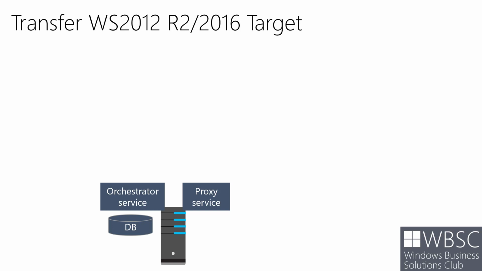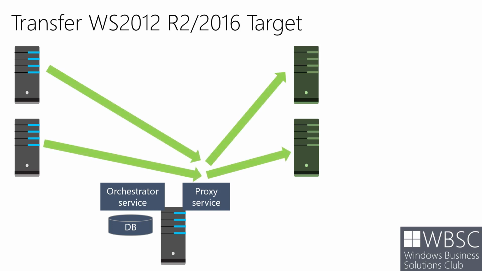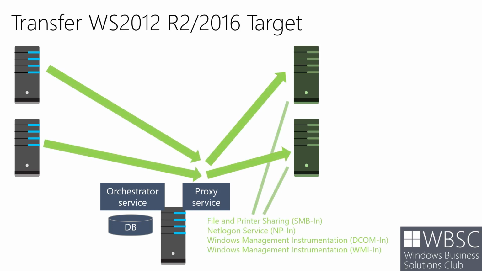Our older file servers on the left-hand side can be servers starting with Server 2003. And our target servers on the right-hand side are Windows Server 2012 R2, 2016 or 2019. In this specific scenario, the target servers are 2012 R2 or 2016. Now the data transfer is handled via the Storage Migration Service server.